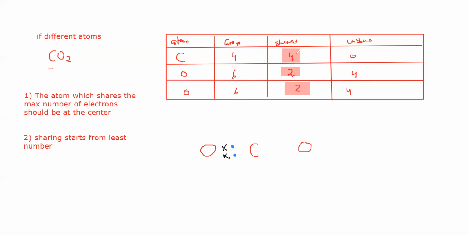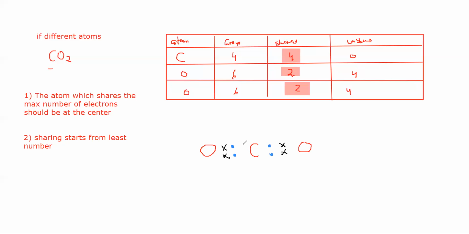Total carbon will share 4, but in this example 2 from this side. Same thing, oxygen shares 2, the other oxygen. So if the other oxygen shares 2, how many can carbon share from that side? The carbon can share 2 from the other side. So what is the total number of electrons shared by oxygen? 2. And what is the total number of electrons shared by carbon? 4. You can see 1, 2, 3, 4.